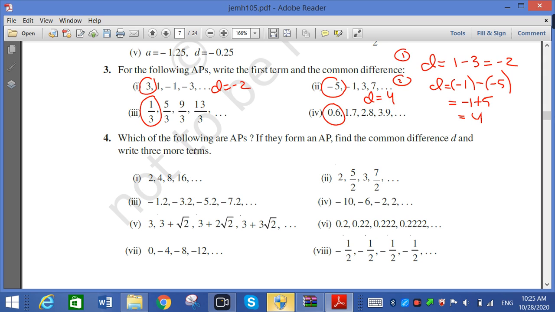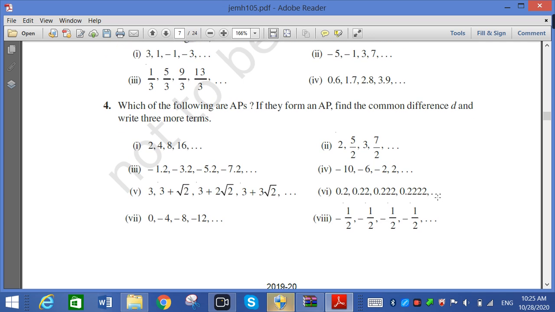Here 5 by 3 minus 1 by 3. So 4 by 3. So 4 by 3 is the difference, here d is equal to 4 by 3. Here d is equal to 1.7 minus 0.6. That is 1.1.